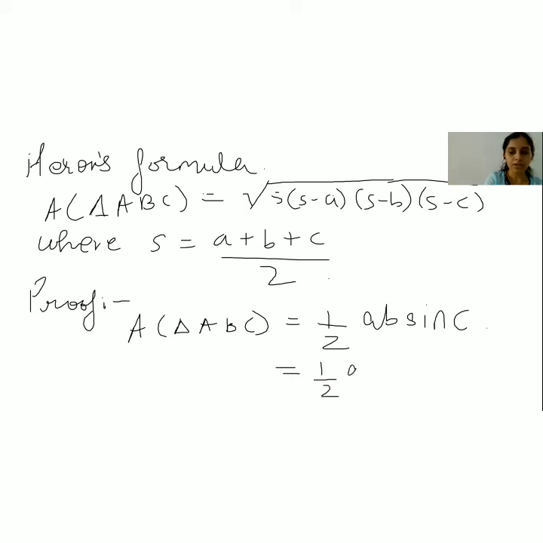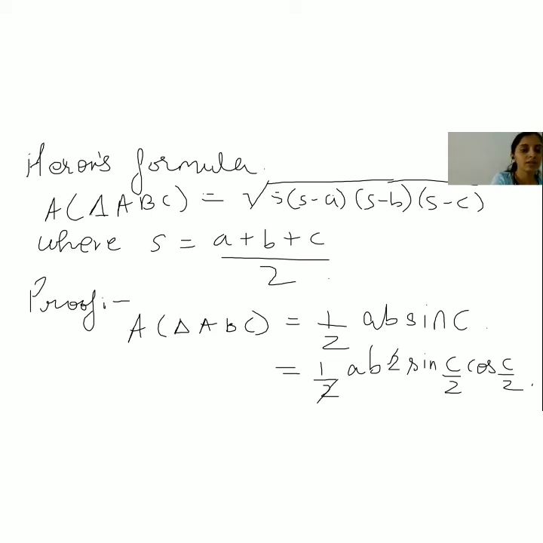So how will we write this now? Half AB, and sine C can be written as 2 sine C by 2 cos C by 2. This is the half angle formula, the expansion of sine C. So the 2 gets cancelled. Now we have AB sine C by 2 and cos C by 2. What formula will we use here? We'll use the half angle formulas now.